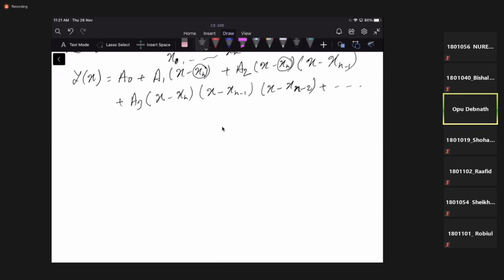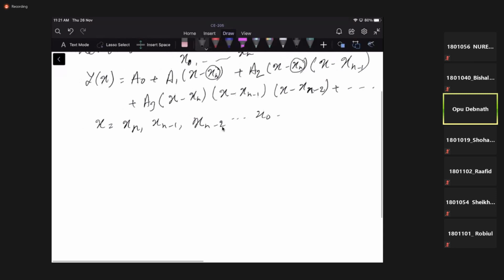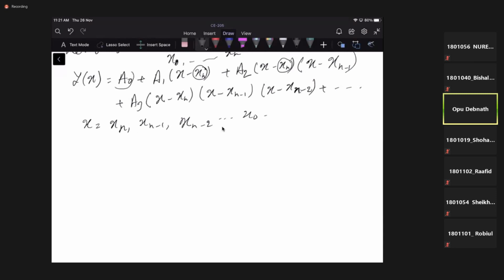So in this case also we put x equal to reverse order, that means xn and then xn minus 1, xn minus 2 up to x0, to successively find the values of the coefficients a0, a1, a2. That means in this case there will be some sense. Suppose the first time we put x is equal to xn, corresponding yn, you will get the value of a0 is equal to yn.